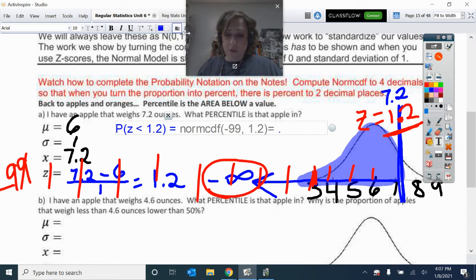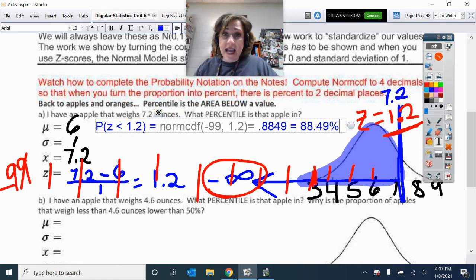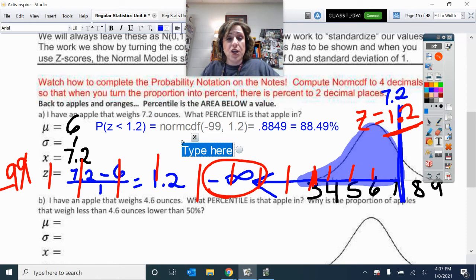So that is what we're going to write: 0.8849. We're always going to go to 4 decimal places. Then go ahead and tell me what percent that is. How do I turn a decimal into a percent? That is 88.49%. All right, that is what I'm looking for. So what percentile then are you in? You are in the 88th percentile, because you haven't gotten to the 89th one yet. You are in the 88th percentile.